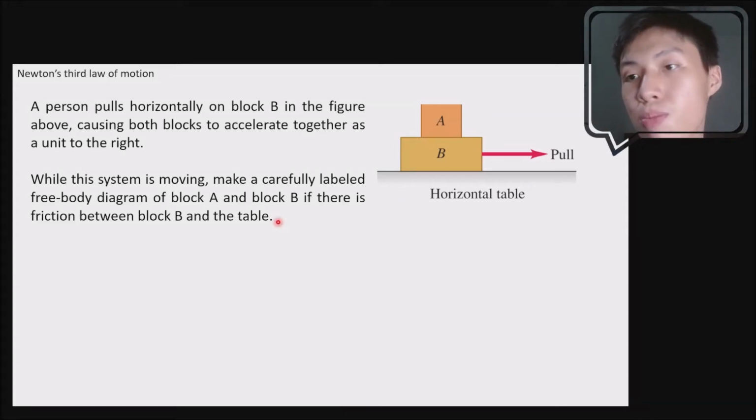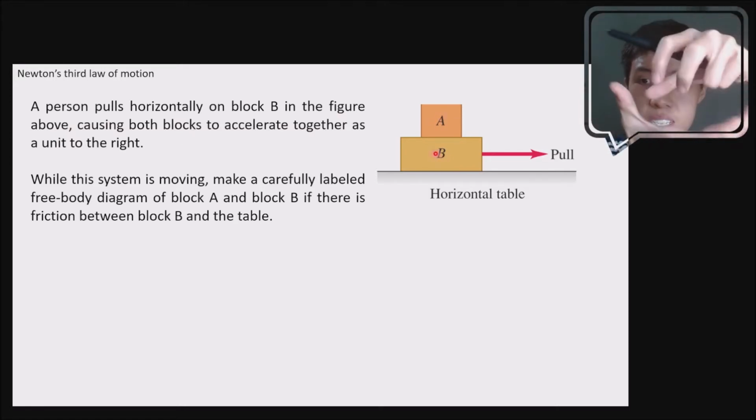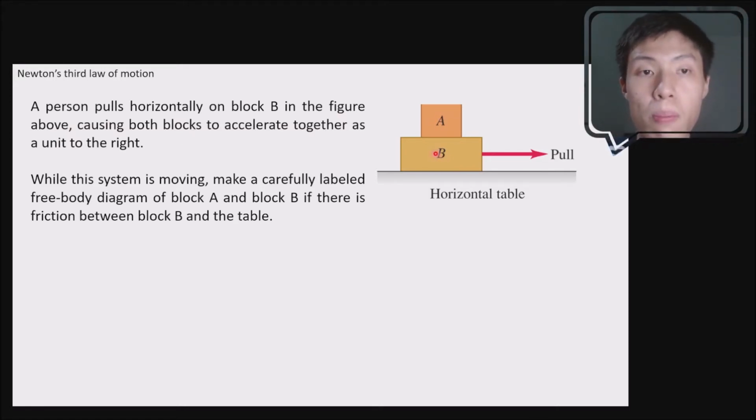Let's try to solve this problem here. A person pulls horizontally on block B in the figure above. So there's a pull exerted by a person on block B, causing both blocks to accelerate together as a unit to the right. So A and B are moving as a unit to the right due to the pull exerted by the person on block B.